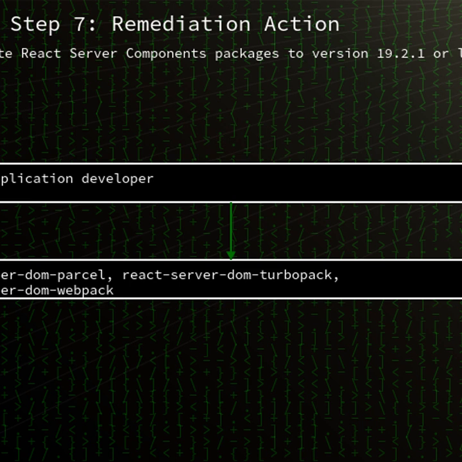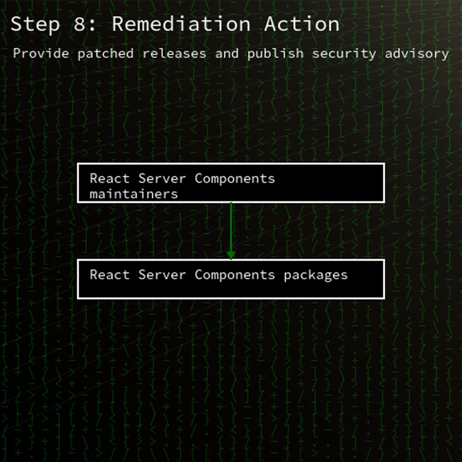All users of React Server Components and frameworks that rely on them must update to the patched version, 19.2.1, without delay. In the interim, disable server functions on public endpoints, monitor HTTP logs for unusual deserialization payloads, and deploy IDS and WAF rules for CVE-2025-55182 signatures.